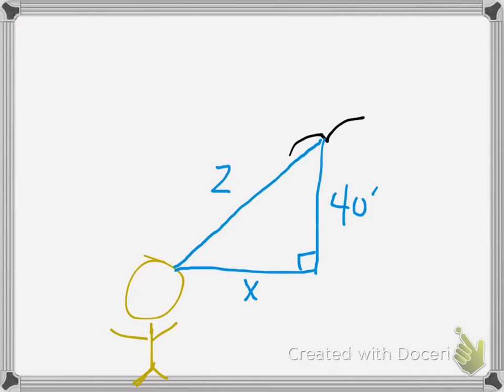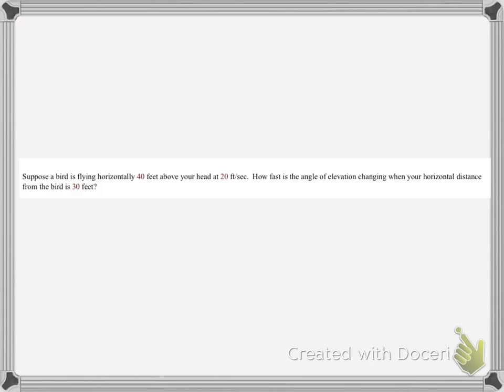Other things are changing too. The hypotenuse is going to change if the bird is moving away from you, and we might want to label that, although we might not need it when we actually go through solving the problem. The angle here is going to be changing, and so we're going to label that theta. The other angle up here is going to be changing as well. I don't think we're going to need it, so I'm not going to label it, but you can. It doesn't hurt. So going back to check the problem a little bit, they tell us that the bird is flying horizontally at 20 feet per second.